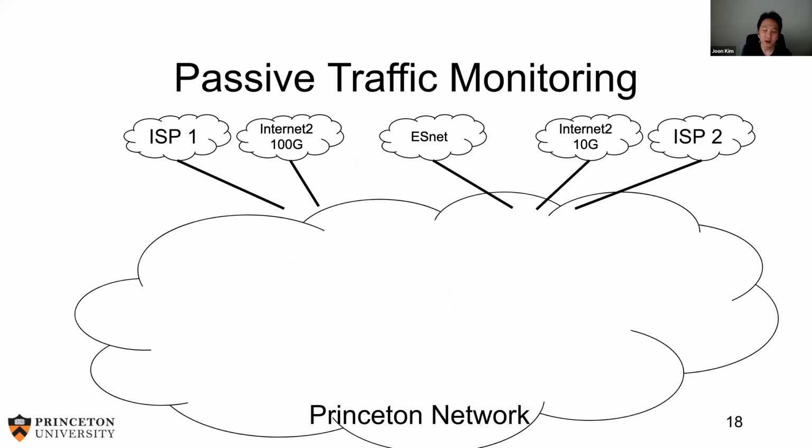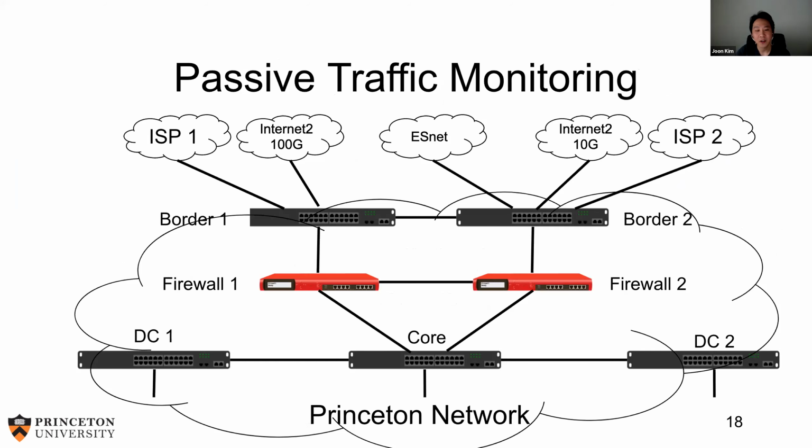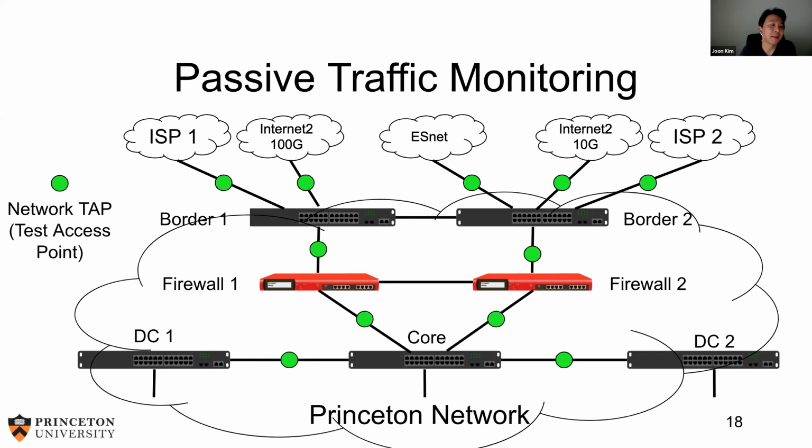So the Princeton network is connected to the internet like this. We have two ISPs, two connections to Internet2, and a connection to the Energy Sciences Network. In our network, there are two border routers, two firewalls, one core router, and two data center routers connected to each other like this. What's important here is that we have network TAPs, or test access points, which are physical devices attached to these links.